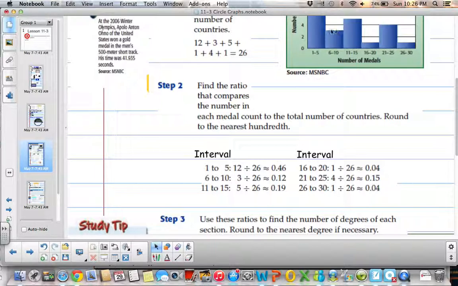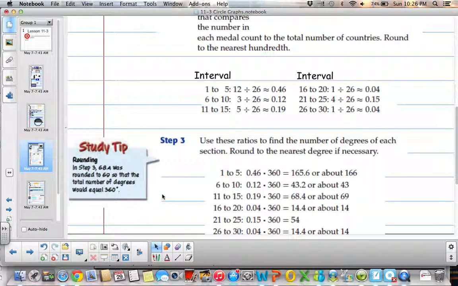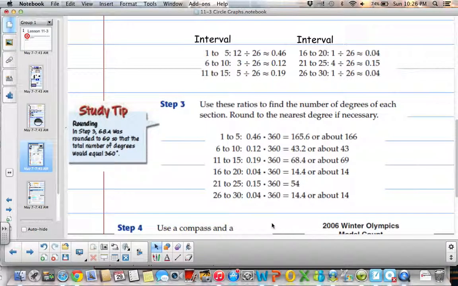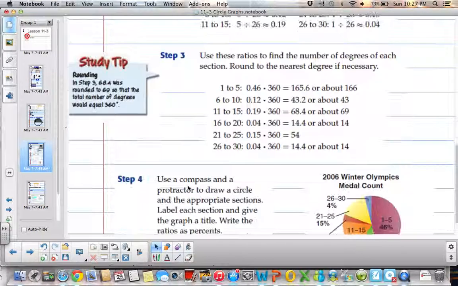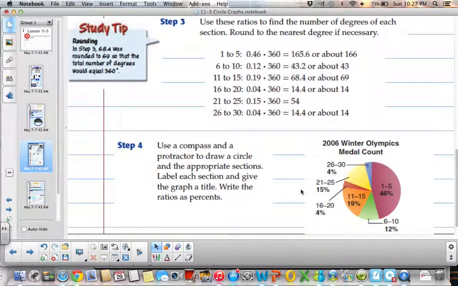Right here we can see 3. 3 divided by 26 tells us that it's 12%. Okay, so there's our percents. Now we need to take our percents and multiply them by 360 to get our degrees. So we start with percent, and then we multiply it by 360 to find out how many degrees. And then we take the degrees and we use a compass and a protractor and we draw our circle.